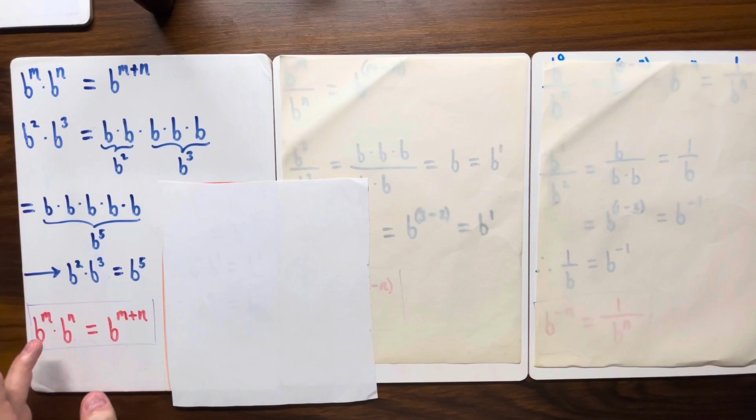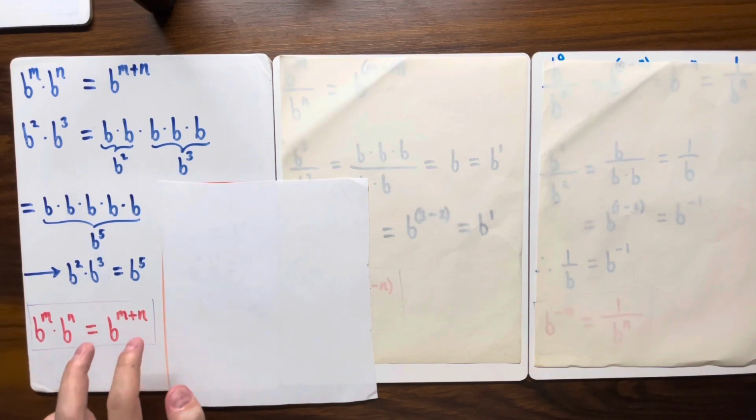B to the m power times b to some different power. As long as the bases are the same, the exponents can be different. The result is simply that base to the sum of those different exponents.